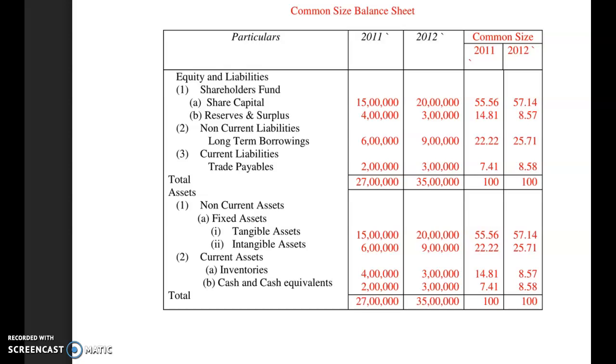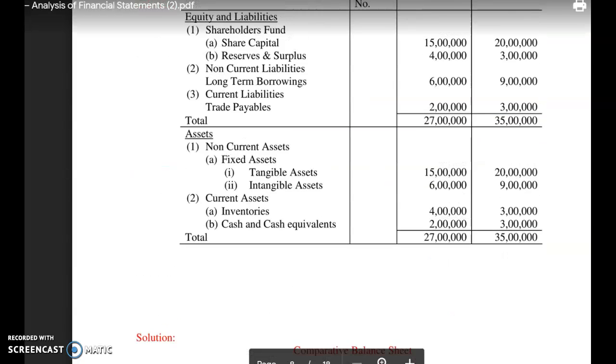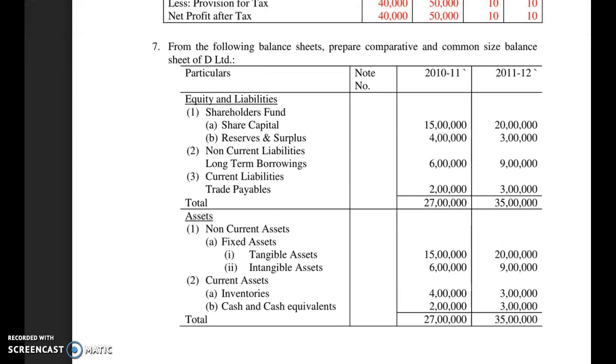So let's learn how we will prepare the common size balance sheet. See what columns are needed. Here the figures are already given to you for the current year and base year. For example, if we have to prepare the common size balance sheet of D Limited, the figures of equities and liabilities as well as assets will be given to you in terms of the base year and the current year. So we will take the base year as well as the current year.